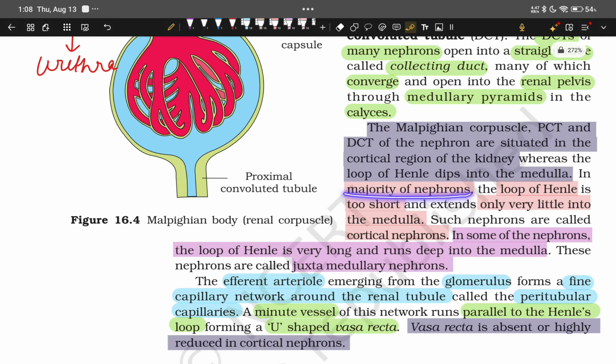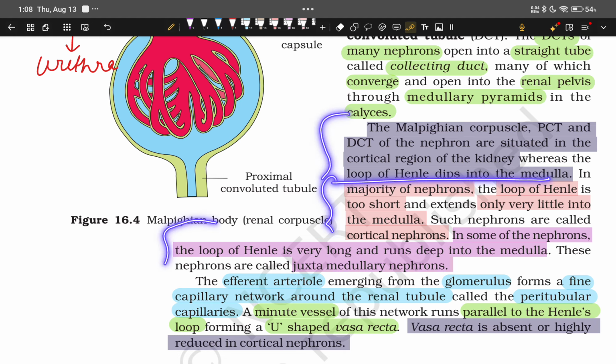But there are two types of nephrons. Let's talk about that. In majority of nephrons, loop of Henle is too short and extends only very little into the medulla. If loop of Henle is very short and extends only very little into the medulla, then they are called cortical nephrons. But in some other nephrons where loop of Henle is very long and runs deep into medulla, they are called juxtamedullary nephrons. That is the difference.